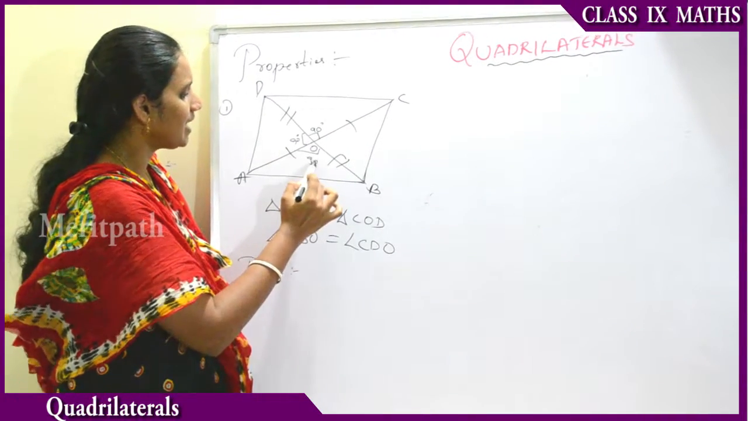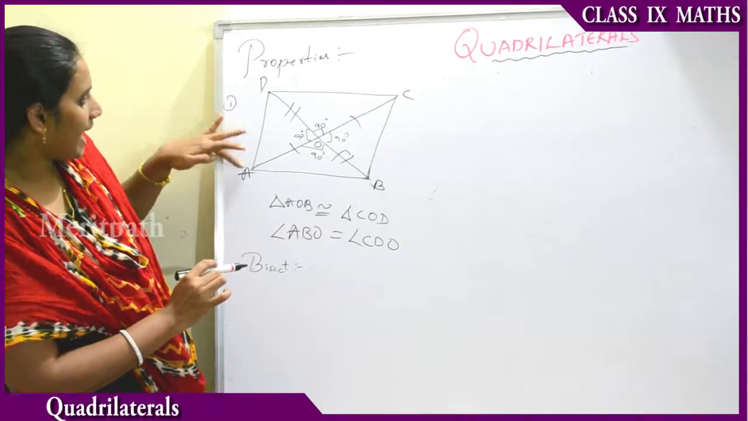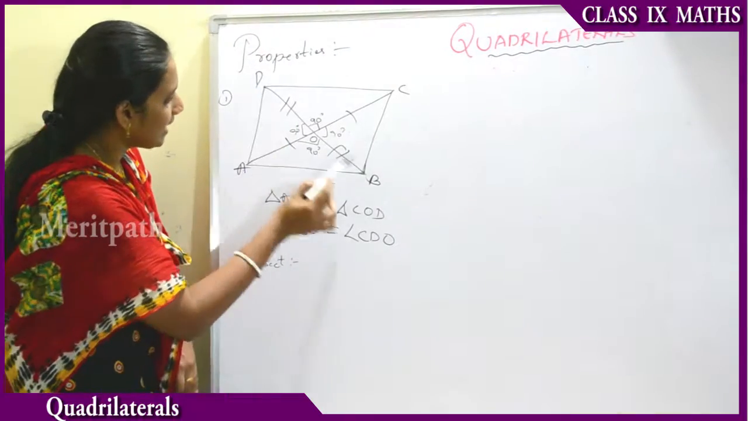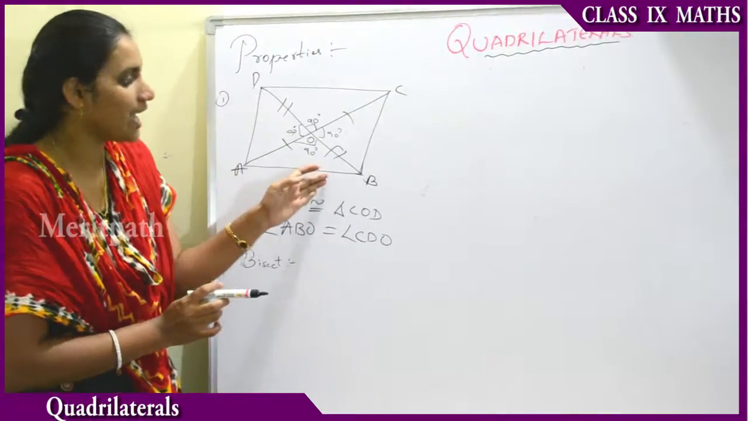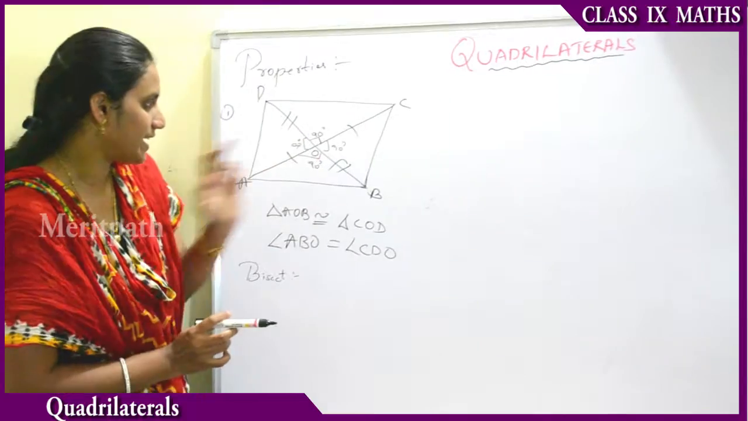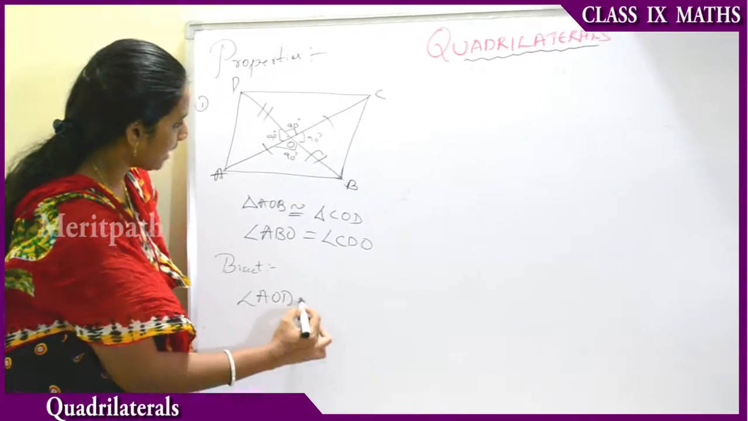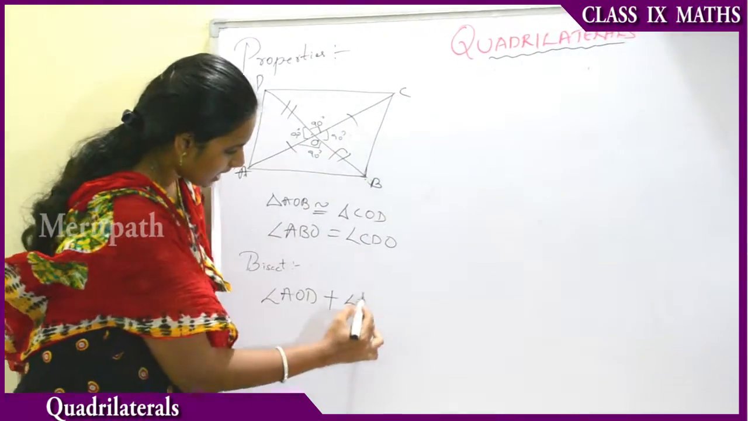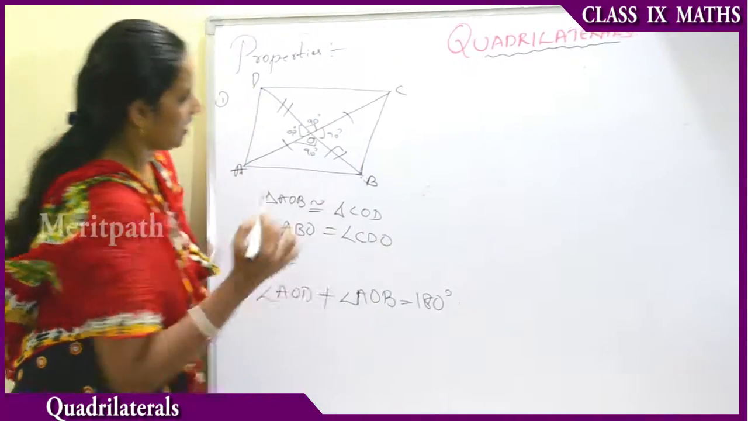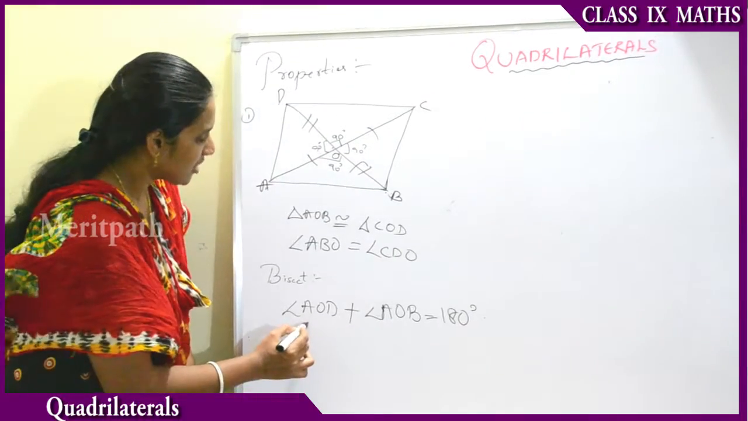Let us see how the angle is 90 degrees. Now let us take the triangle ADB, and the line DB will be a straight line, which is half of the angle of a circle, that is equal to 180 degrees. Now angle AOD plus angle AOB equals 180 degrees, as we have learned this property in triangles.